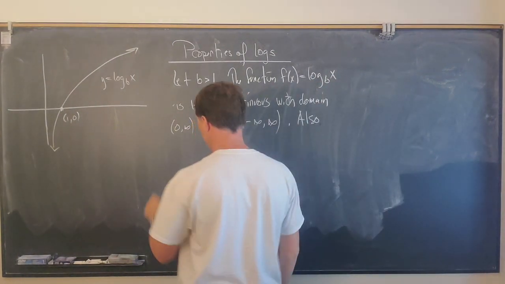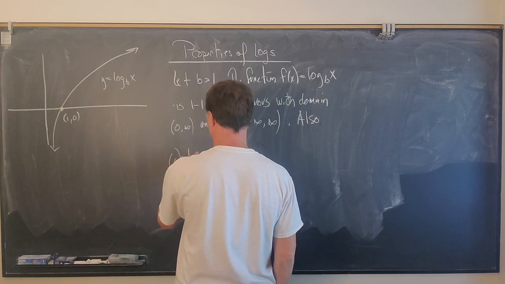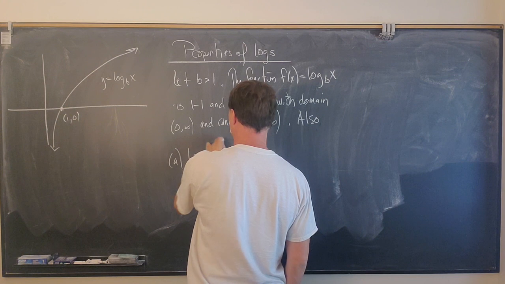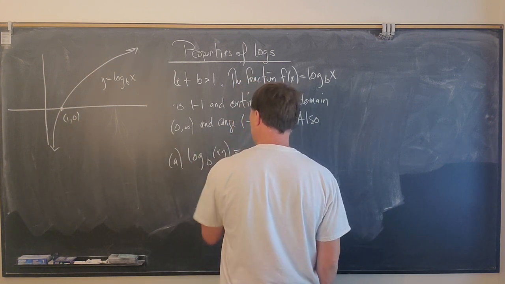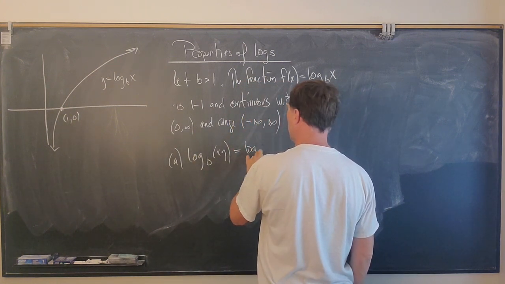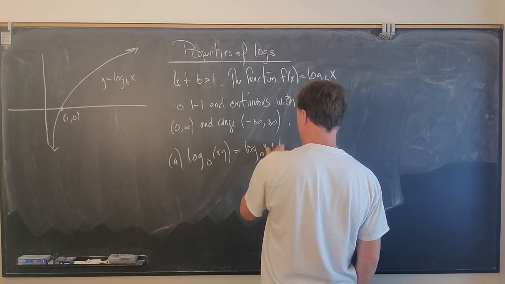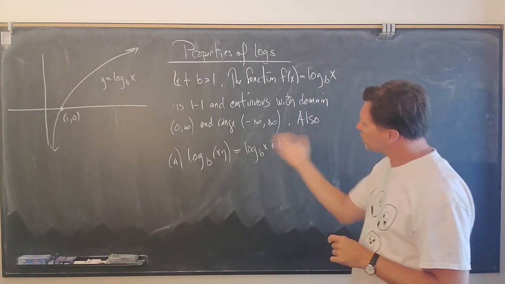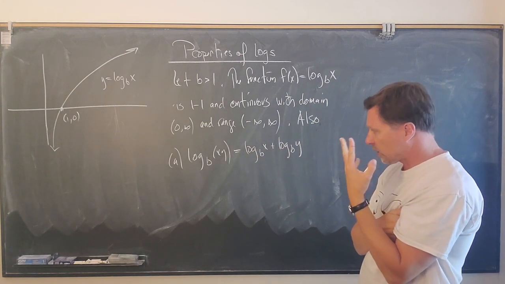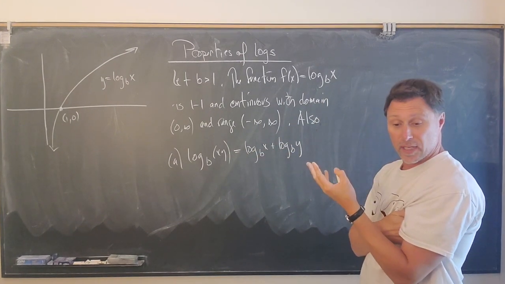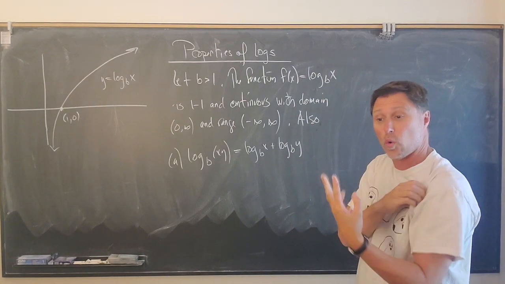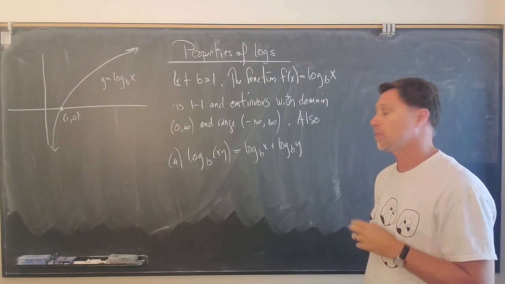The first one: if you look at log base b of x times y, that can be rewritten. That's equal to log base b of x plus log base b of y. And this reflects this notion, right? The connection between the log and the exponential function: you can think of the log function as the corresponding exponent. So log is an exponent.